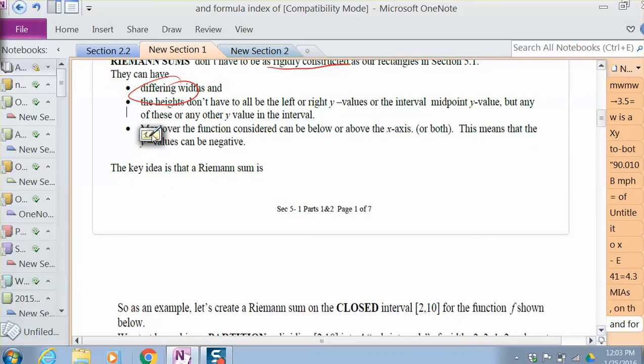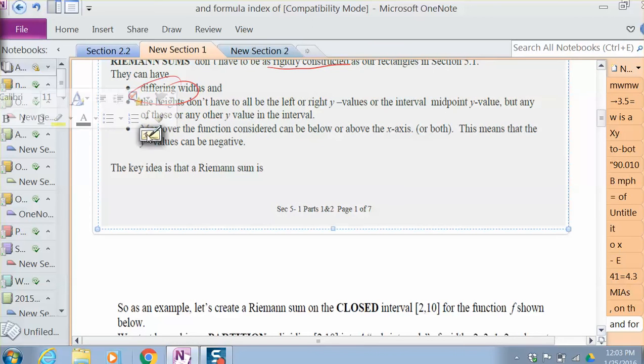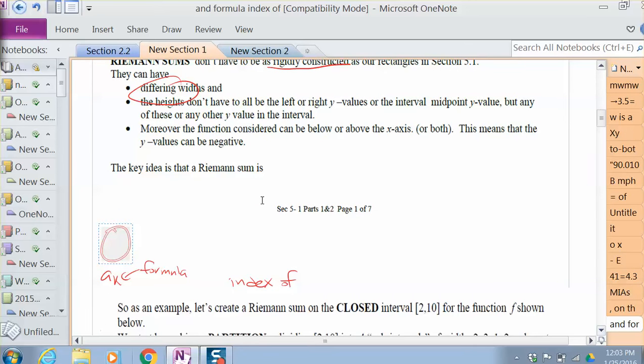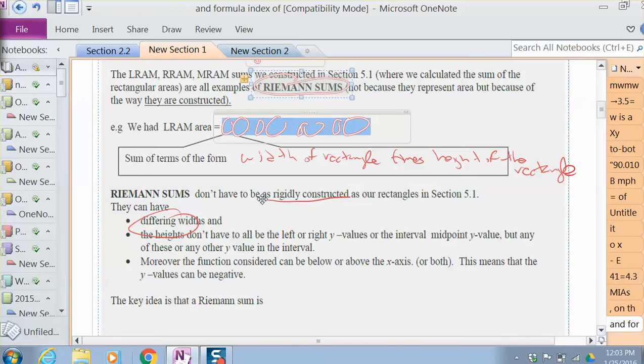Let me get rid of this. What's going on here? Okay. Hold on a sec. Something weird just happened.